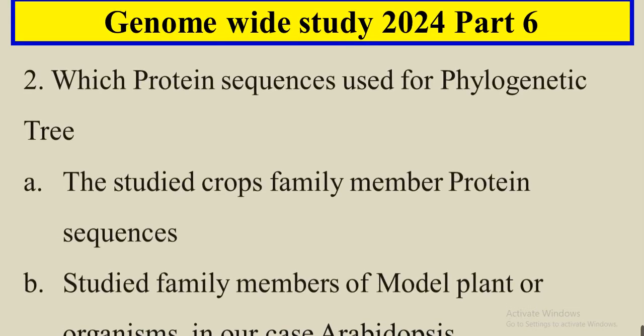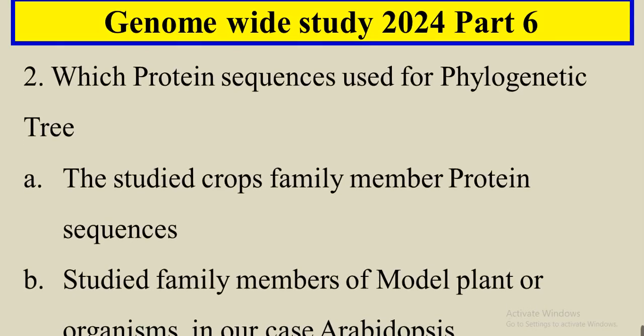And secondly, what type of sequences do we use for the phylogenetic tree? Number one, we use the studied crop sequences of the protein family of the studied crop. In our case, we are working on the HMA protein in maize. So one is our HMA protein members from the maize. Another one is from the model plant: the HMA protein sequences, your studied protein family, from the model plant. In our case, the model plant is Arabidopsis.